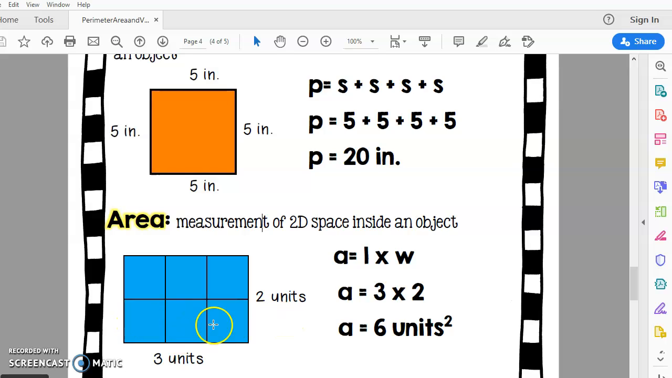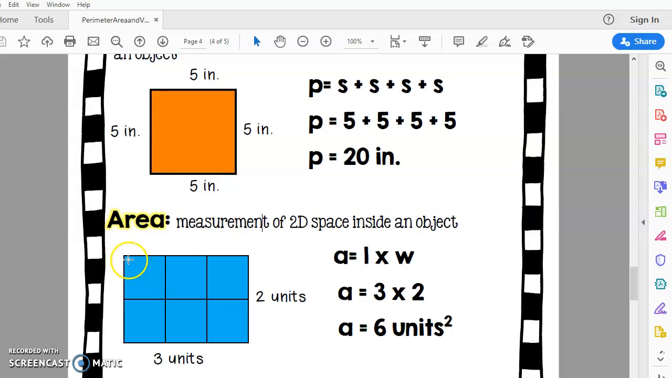which we know is length times width. It's 3 units long, 2 units wide. So length times width, 3 times 2. Your area for this rectangle is 6 units squared. When you're thinking about area, think about your backyard, but now think about the grass inside of your backyard. You're not going to put grass just around it. You're going to put grass all inside.